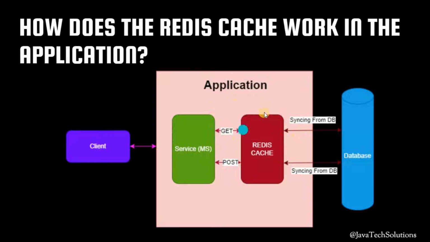If we are able to get the data based on certain keys in the Redis cache, then we can fetch the data from the Redis cache, and we return the data to the same client. So it will improve the performance of the system, right? So this is the overall architecture of this Redis cache.